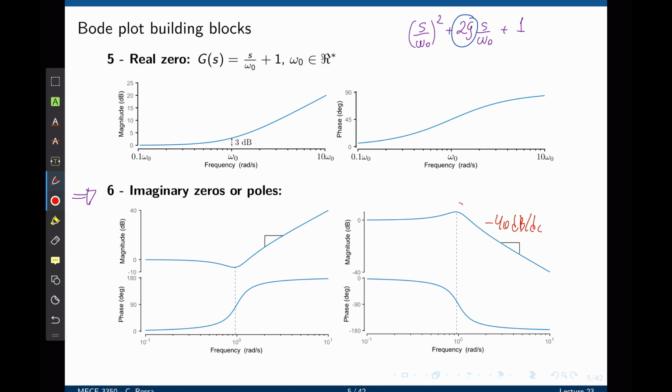What happens at the cutoff frequency? The magnitude here is negative 20 log of 2 zeta, where zeta is the damping ratio. If zeta is greater than 0.5, then you would see the Bode plot going down at the cutoff frequency. And when zeta is smaller than 0.5, the Bode plot goes up as shown. For further details, please refer to lecture 17 and lecture 22.